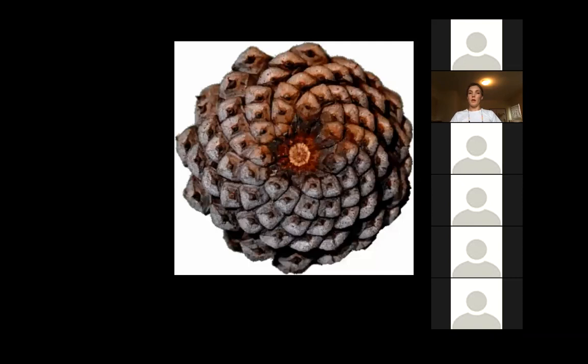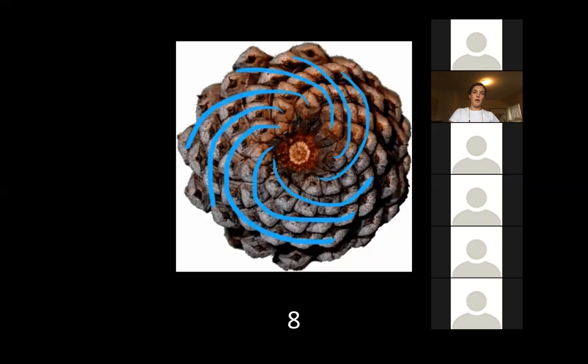There is a repeating pattern. The scales have similar shapes that go over and over, but what I'm really looking at is the fact that the scales on the pine cone seem to show up in lines that go around the pine cone. So I'll show you some. There are some lines that curve kind of down to the left. Here they are again. And if you count those lines, there are 8 of them.